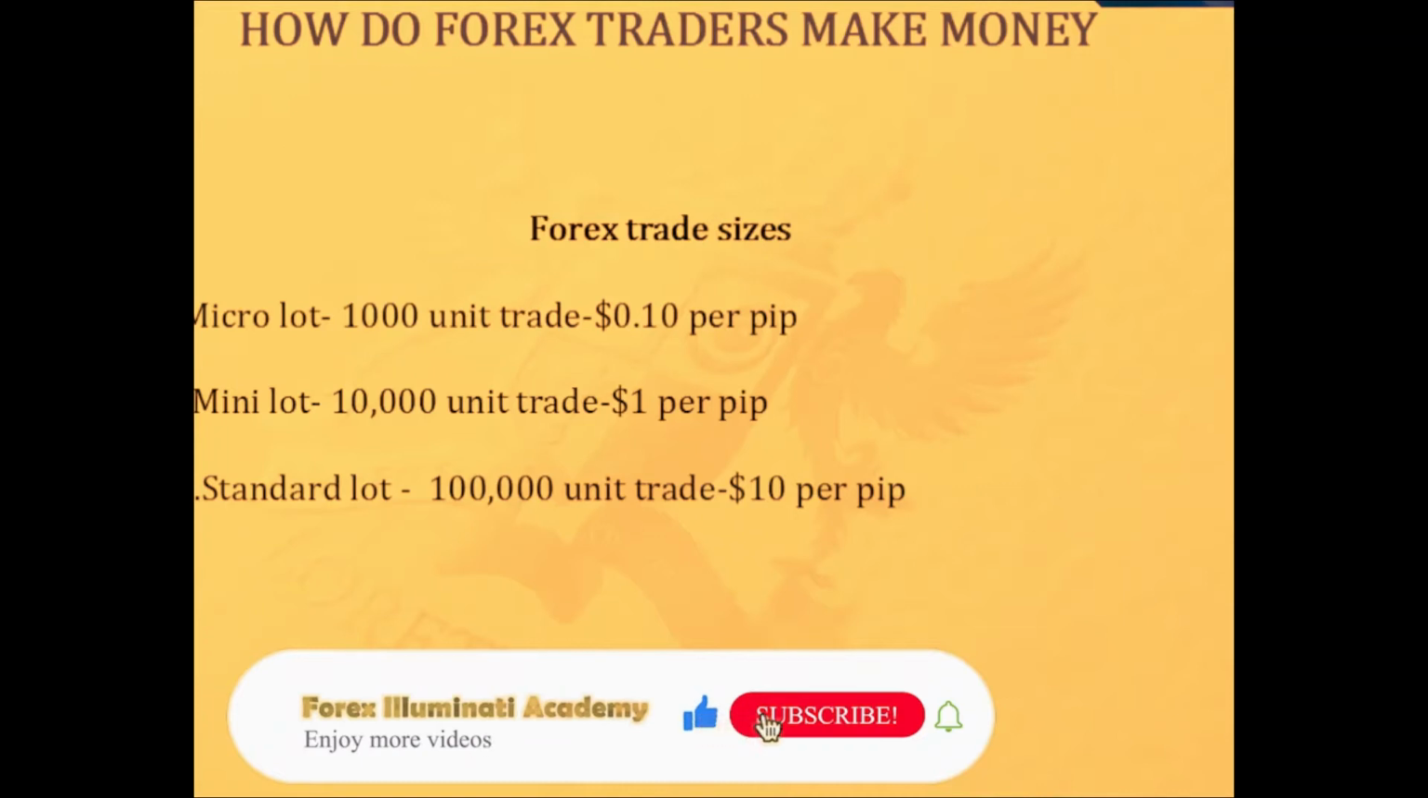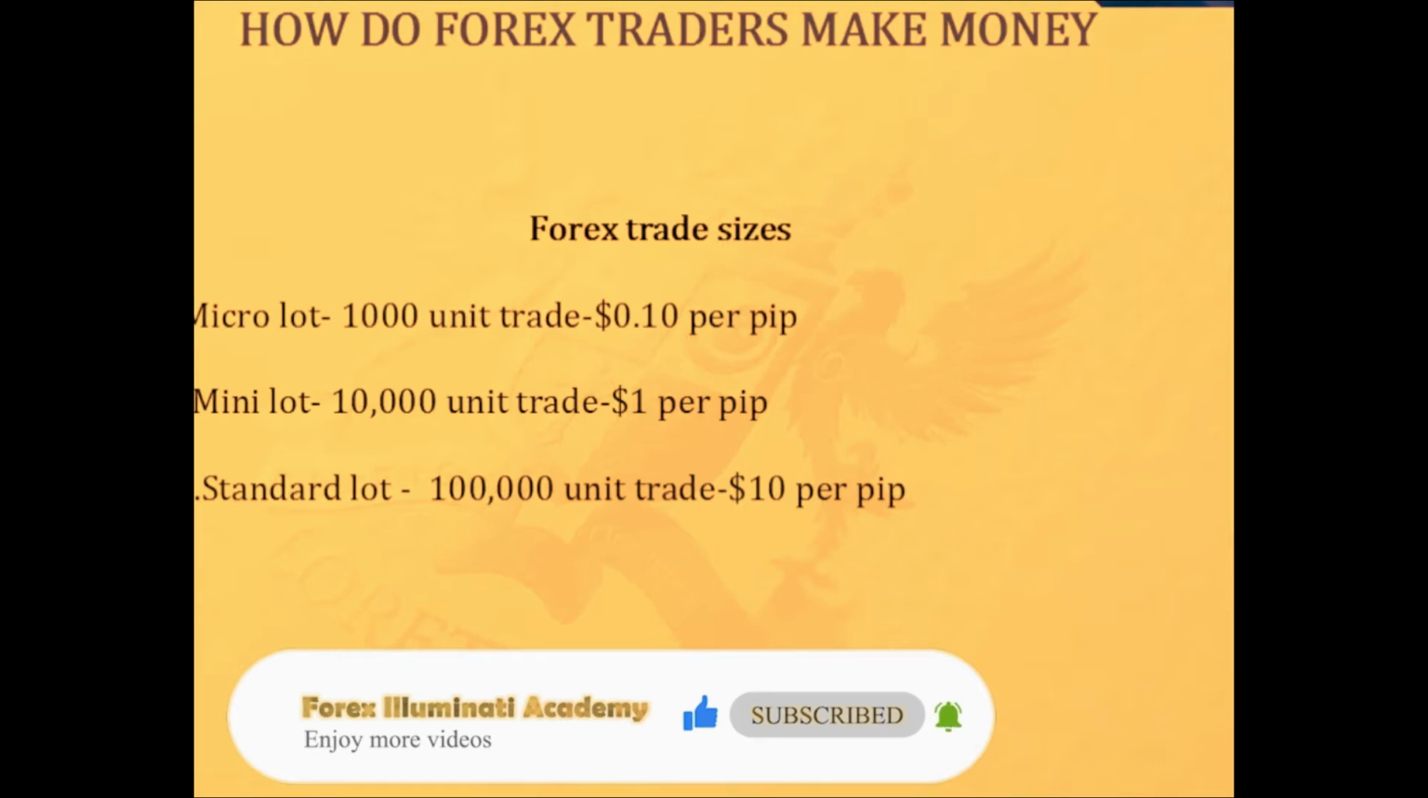Now, Forex trade sizes. We have a micro lot, which is a 1,000 unit trade, which represents $0.1 per pip. We also have a mini lot, which is a 10,000 unit trade, and this represents $1 per pip. We also have a standard lot, which is a 100,000 unit trade and represents $10 per pip.